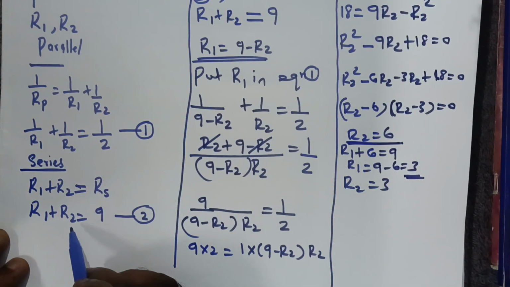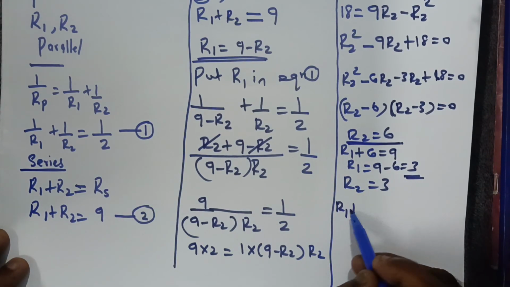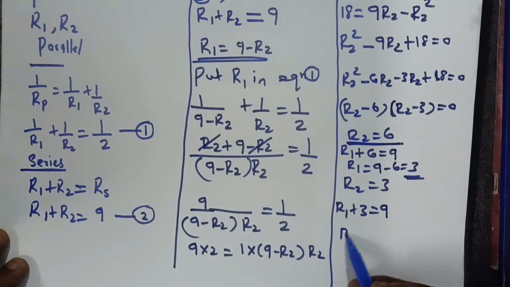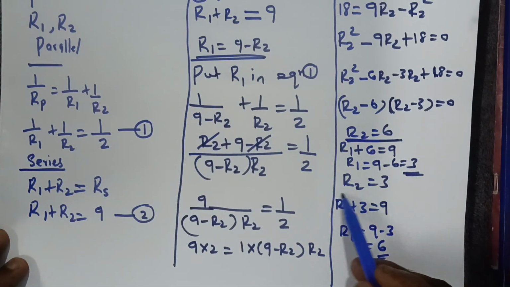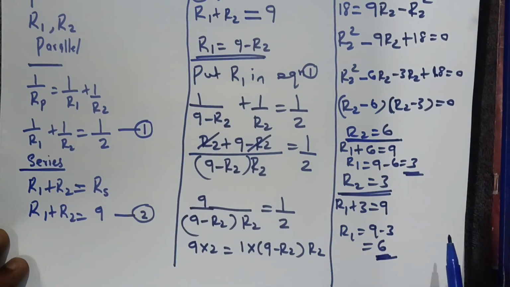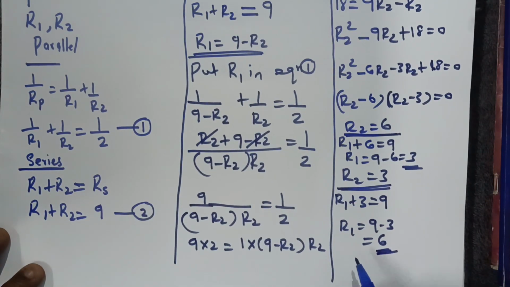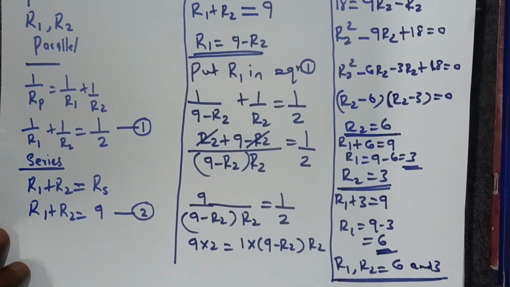When R2 is 3, put 3 here. R1 plus 3 equal to 9. So R1 equal to 9 minus 3 equal to 6. So when R2 is 6, R1 is 3. When R2 is 3, R1 is 6. So this is the answer. Okay. So the value of resistance of the two resistors, R1 and R2, may be 6 and 3, or you can write 3 and 6. Both are right. R1 and R2 are 6 and 3 ohms. Okay. You put ohm here. Simply so.